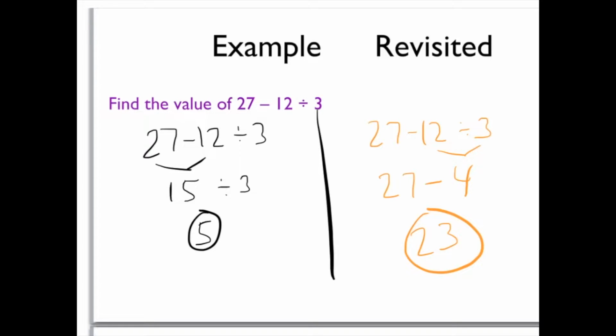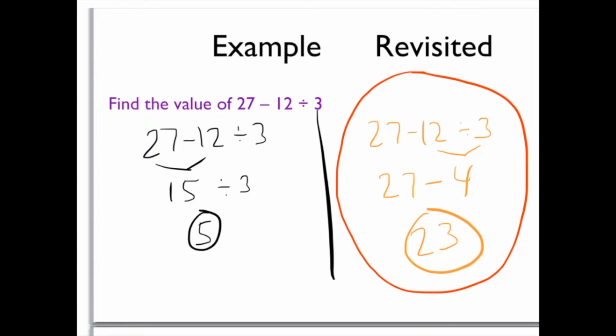So looking back at the example from the beginning of the video, when we're trying to find the value of 27 minus 12 divided by 3, which one of these two solutions is correct? Well, if you're paying attention to PEMDAS and doing the correct order of operations, you would know that 23 is your correct answer. Let's take a look at a bunch of examples of doing the correct order of operations.